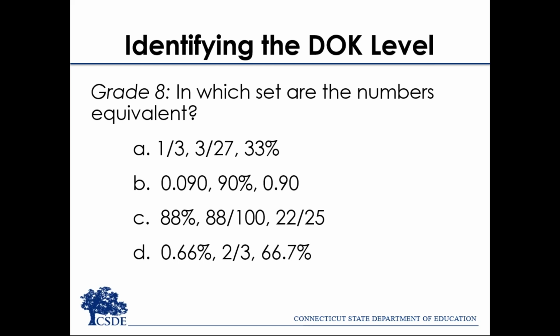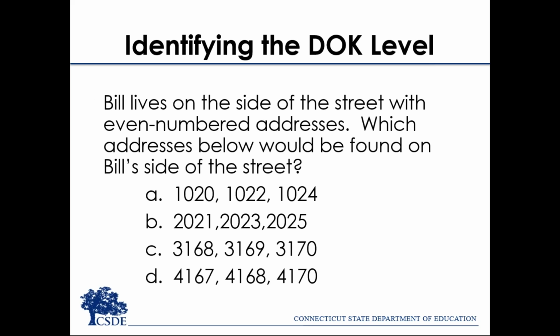for this problem rather than one obvious simple one. Not only must they identify different representations, such as fractions, percents, and decimals, they must also manipulate and compare those different representations. This is our second example. It says Bill lives on the side of the street with even numbered addresses. Which addresses below would be found on Bill's side of the street?